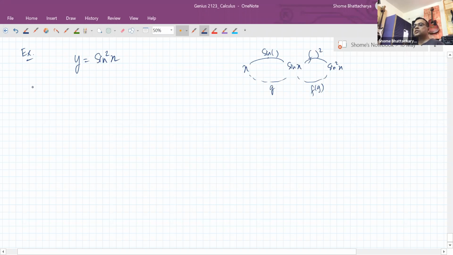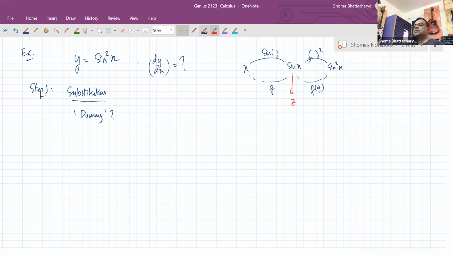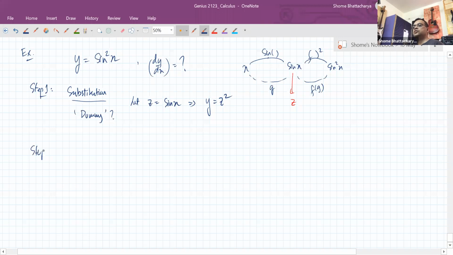So what we'll do is step one: I want to find the instantaneous rate of change. The first step, remember, was the substitution step. So I have to introduce a dummy variable. This thing should be the dummy variable, this should be z. So we will say z is equal to sine x. The moment I say z is equal to sine x, my y becomes very simple. It is z square.